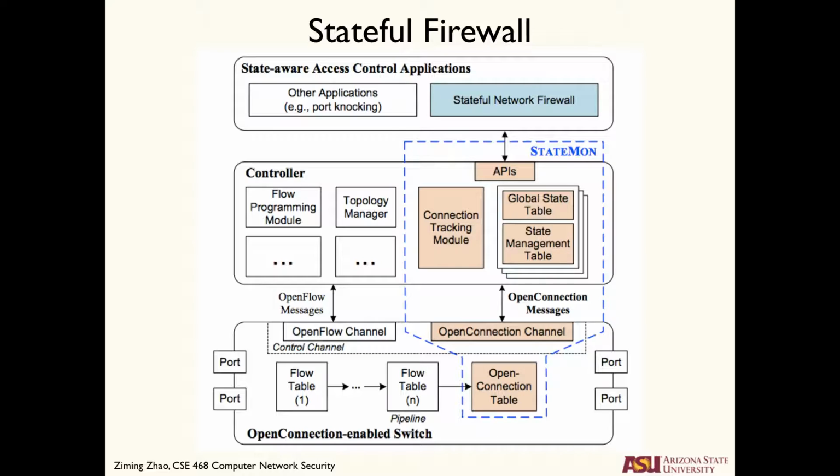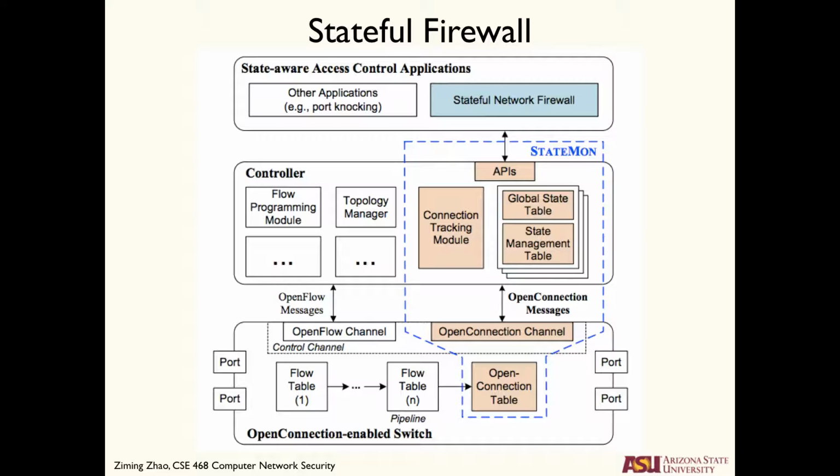Another thing is that the current OpenFlow messages that support communication between the controller and the switches cannot support state transitions. That's why we also extended those messages. We call them open connection messages. Then, most importantly, we track the connection states in the controller.